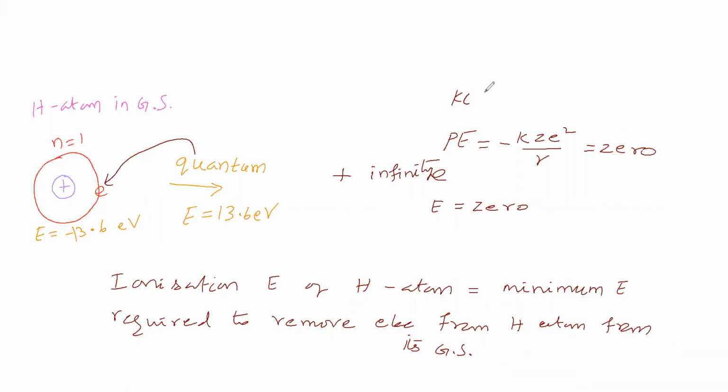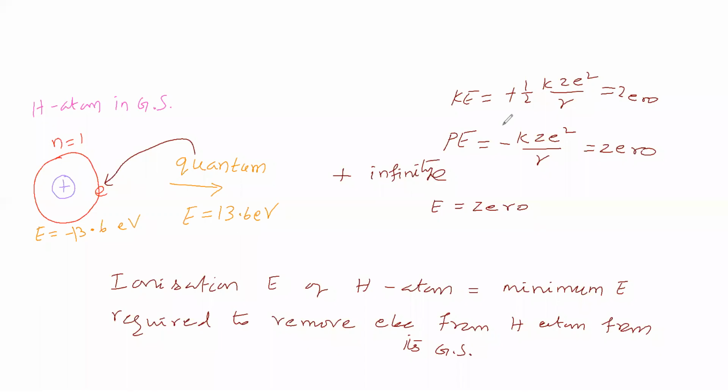Now we will see the kinetic energy. Kinetic energy is 1 by 2 k z e square by r, a positive value. Kinetic energy is the energy with which the electron revolves around the nucleus. What is the kinetic energy of the electron with respect to revolving around the nucleus? Here r is equal to infinity, so the distance between the nucleus and the electron is infinity. Substitute that infinity and you will get 0. The kinetic energy of this electron is 0.